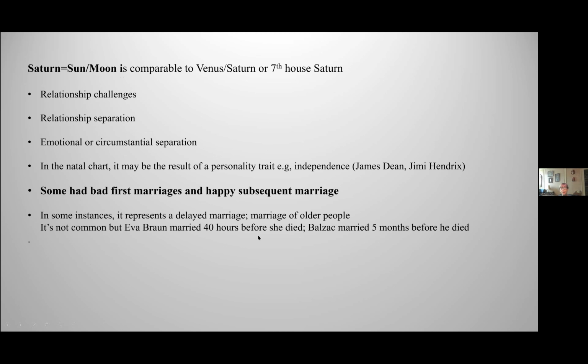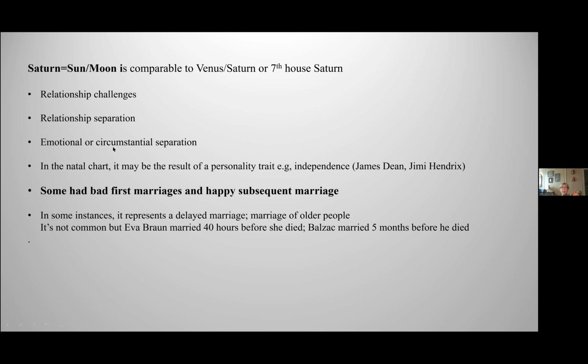Saturn on the Sun Moon Midpoint is comparable to Venus Saturn or seventh house Saturn. It has to do with relationship. I mean, you can intuit this. It has to do with relationship challenges or separation. Now, the separation, and this is true of Venus Saturn also. And by the way, oh no, we're not going to be doing delineations of Venus Saturn. Too bad. Let me just say a quickie about this.